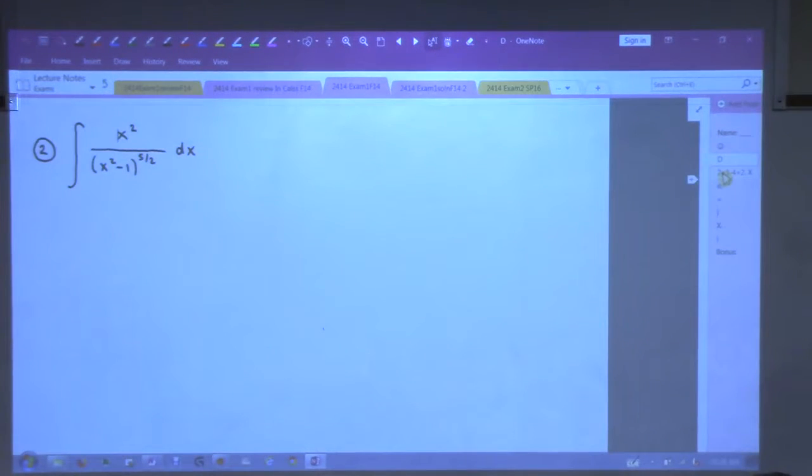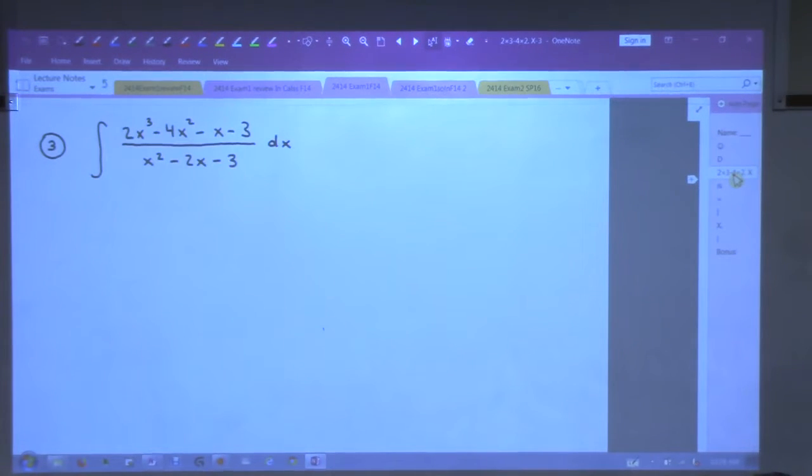This one is not within grasp for us yet. Because if this was 2x, we'd be in business. If this was even x cubed, we could do it. But because it's x squared, we actually need something else that we haven't done. So this fall 14 exam, we had covered more stuff. What is it called that we would have to use? On this one, we would have to use trigonometric substitution. Long division first, but you're not going to have a problem like that.